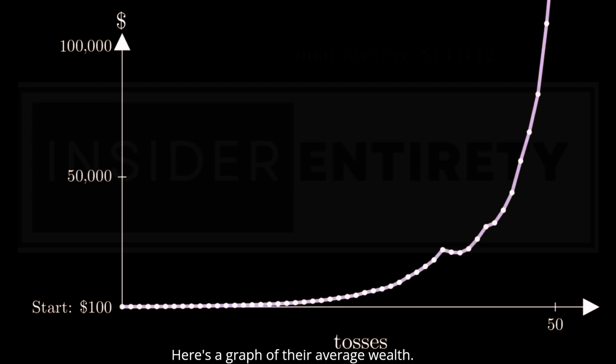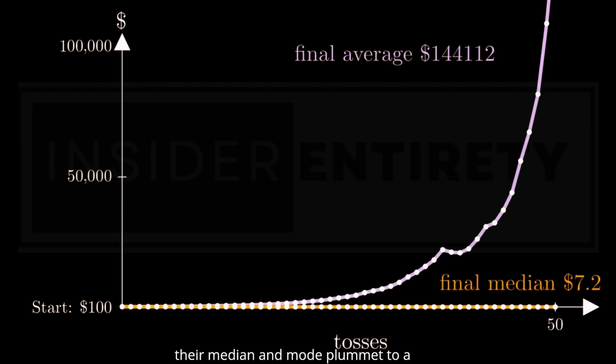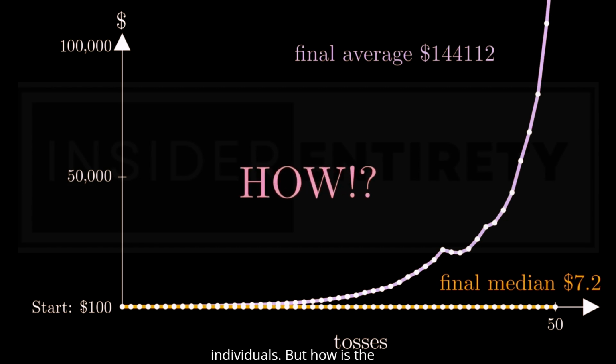Here's a graph of their average wealth. As expected, their average grows exponentially. However, their median and mode plummet to a measly $7.2. This is called a non-ergodic system because the population average is different from the median outcome of individuals. But how is the median this low?